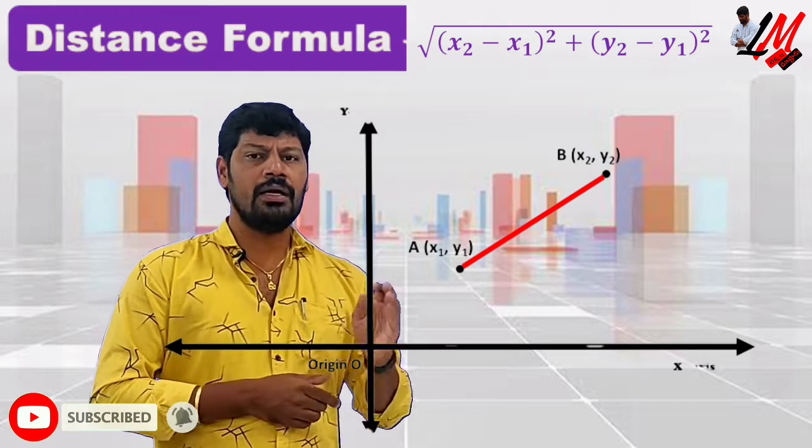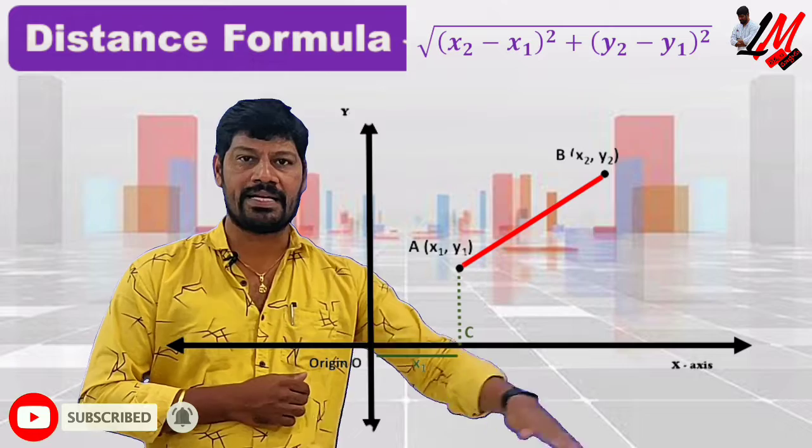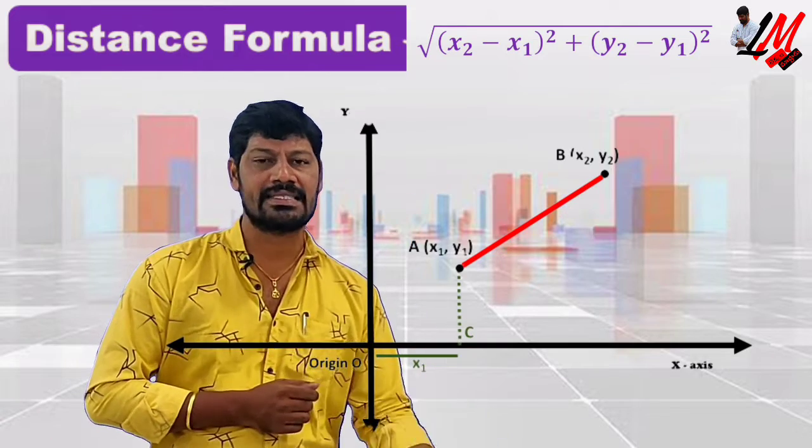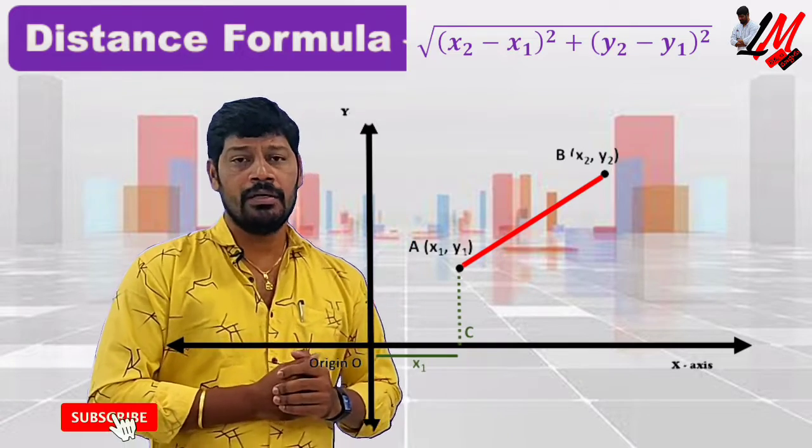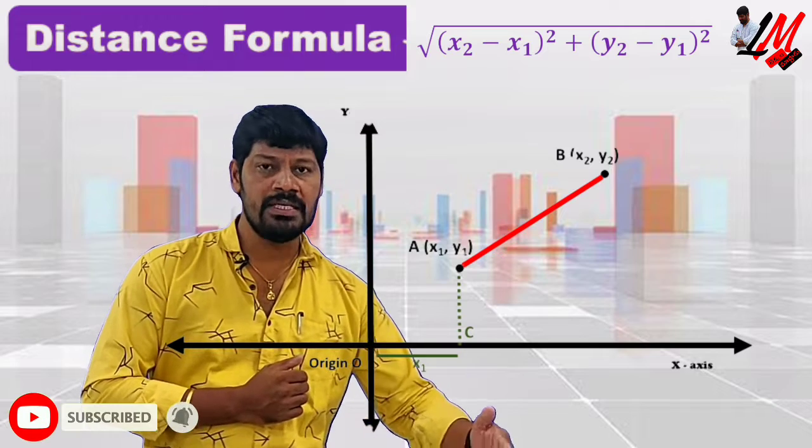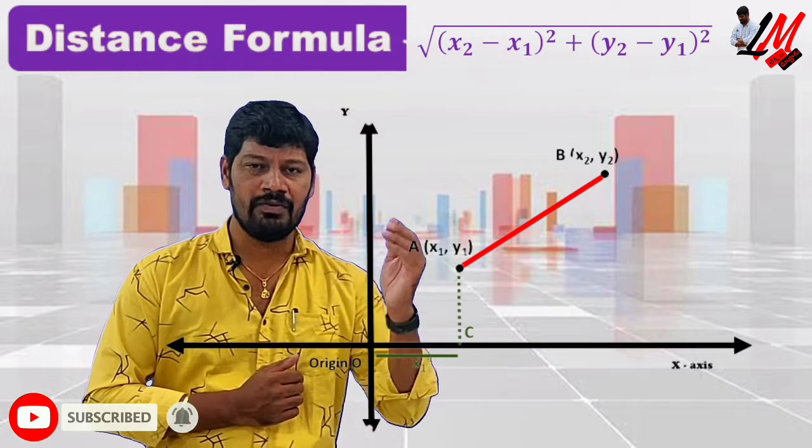Now from A, let me draw a perpendicular to the x-axis. Let us suppose it meets the x-axis at some point C. Now what will be the length of OC here, as the point is (x1,y1)?